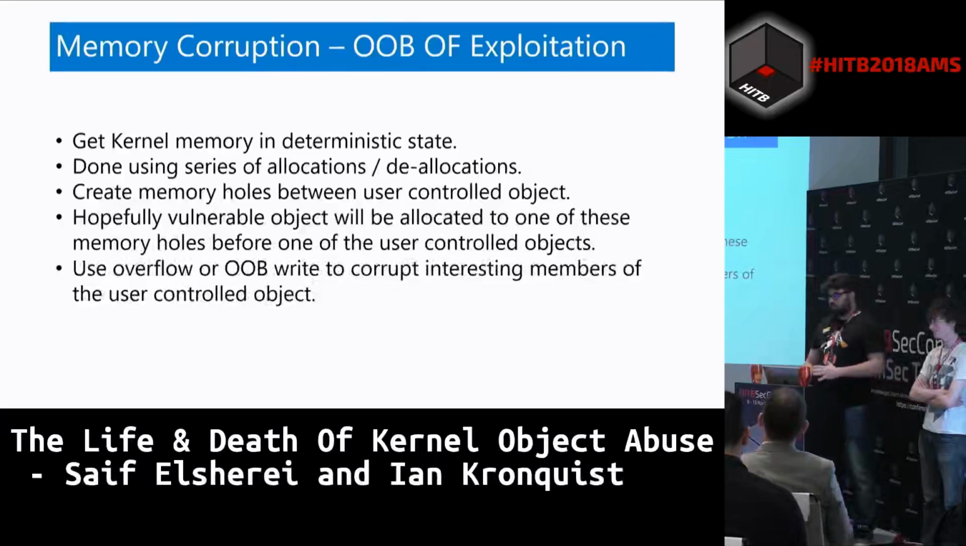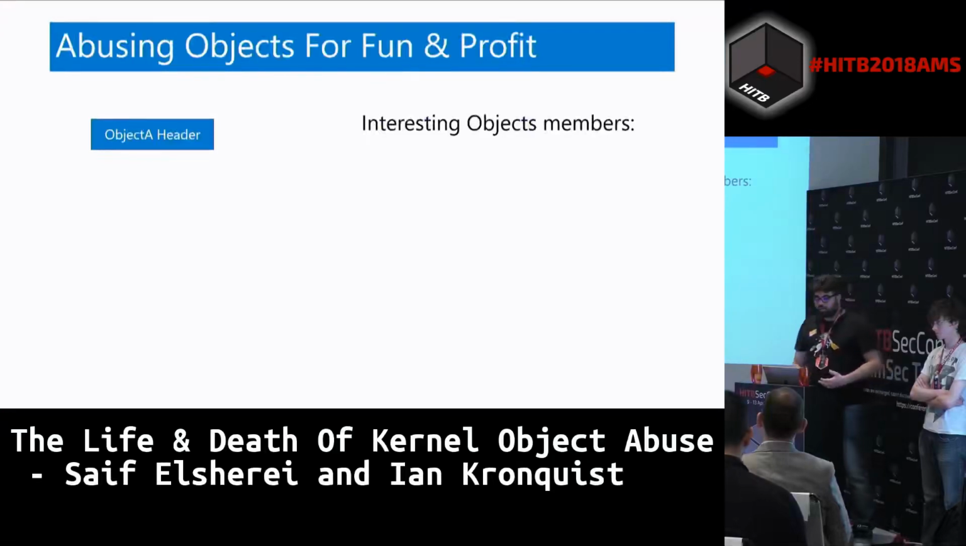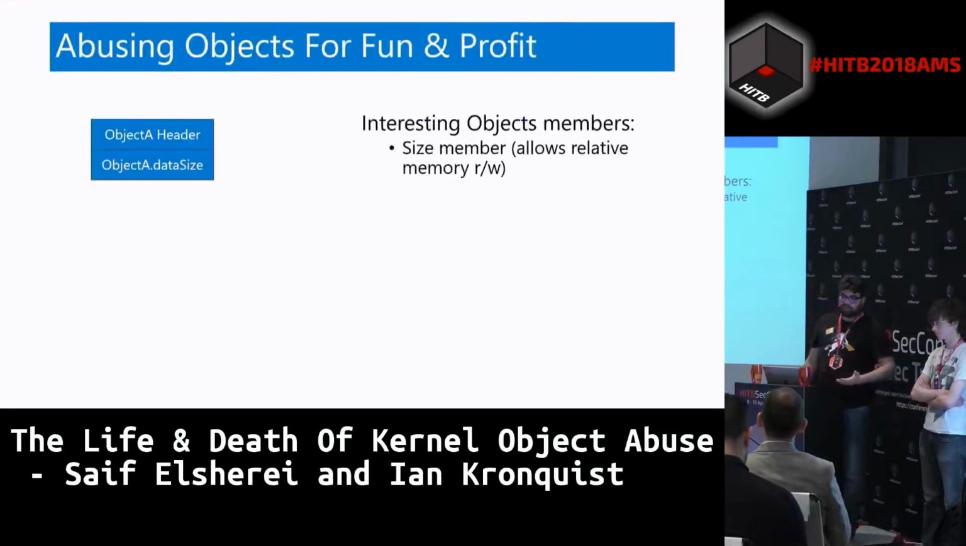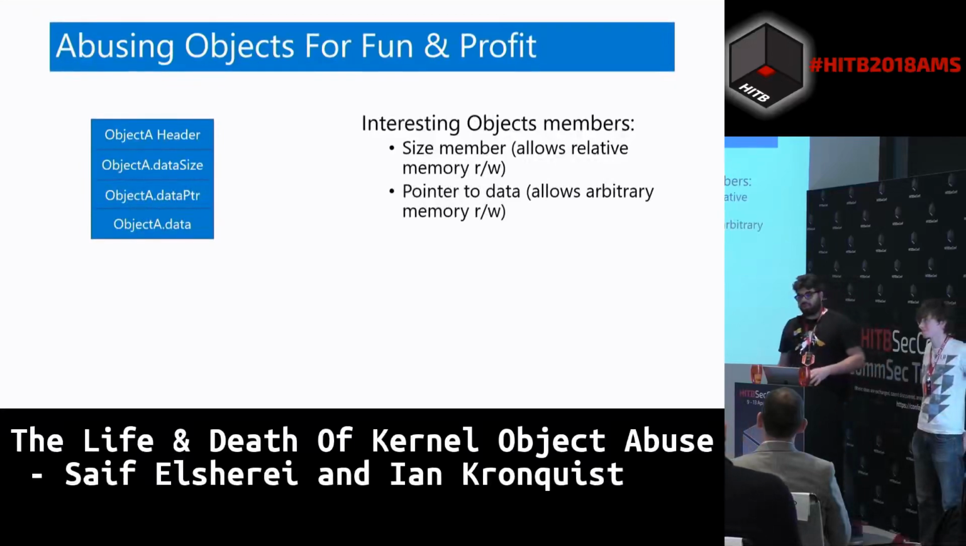And that brings us to the last question, which is the how. So what constitutes an interesting object? What members do I need to override to gain a higher exploit primitive? We can start with an object that has a data size member. If you are able to corrupt the data size of an object, then if you can extend it, it means that when you read and write from it, you'll be able to read and write past its original allocated memory. Add a pointer to data. This would allow arbitrary memory read and write.